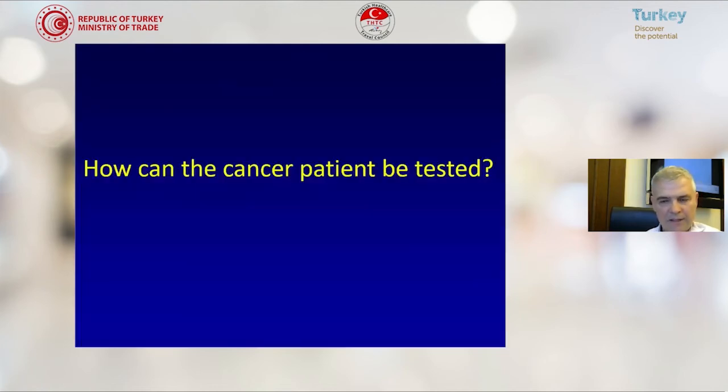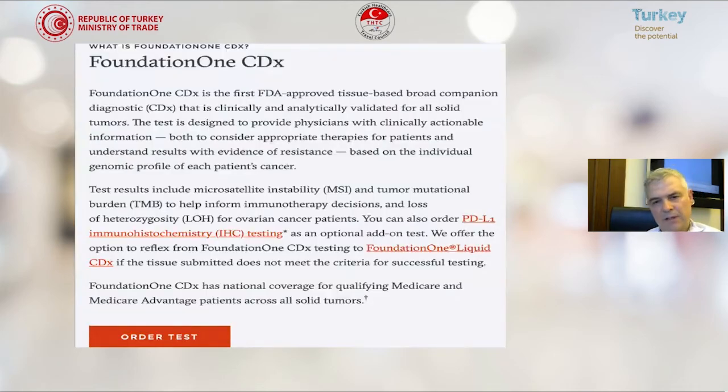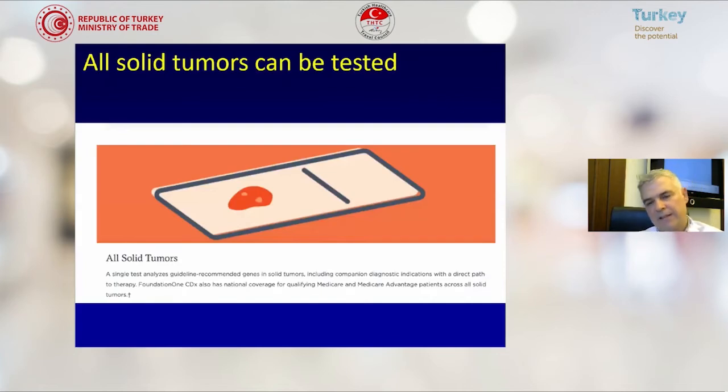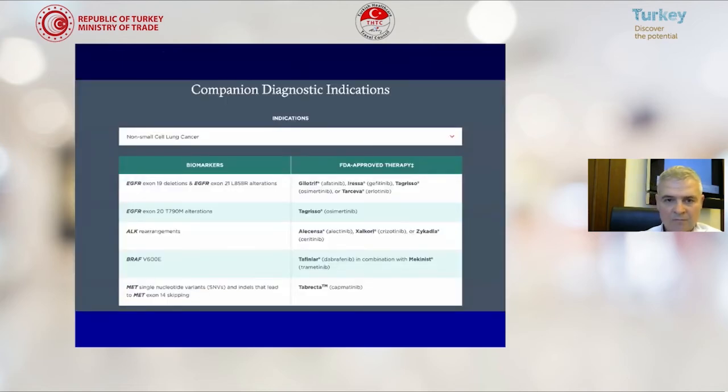So how can the cancer patient be tested? This is called, for example, Foundation One CDx. This is a commercial test from the Roche company. A solid tumor can be tested easily, as I explained in previous slides. All solid tumors can be tested. There are companion diagnostic indications, for example, for lung cancer, EGFR testing, or ALK testing, or BRAF testing. They are all tested at the same time in a single test.